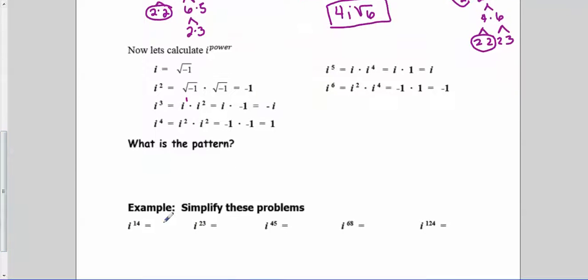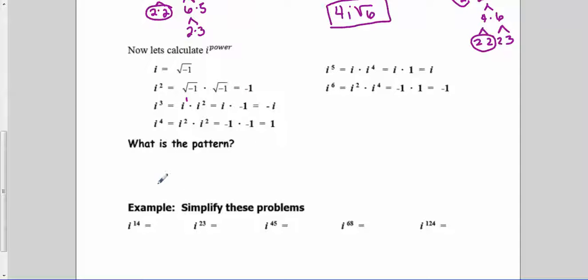So if I had i to the 14th and my calculator was not being helpful, what I can do is this. I can figure out how many times I go through this cycle. So I know that i to the 4th is 1, and then this would be i to the 5th, i to the 6th, i to the 7th, i to the 8th, i to the 9, i to the 10, i to the 11, i to the 12. So every time I go through this, I get back to 1. i to the 13, i to the 14, so my answer should be -1.